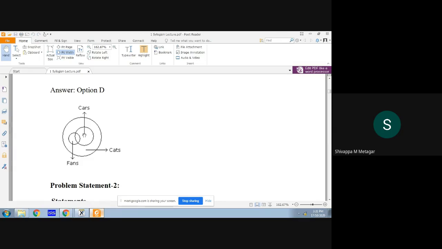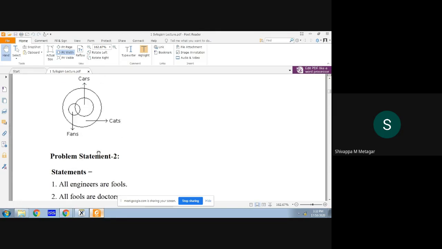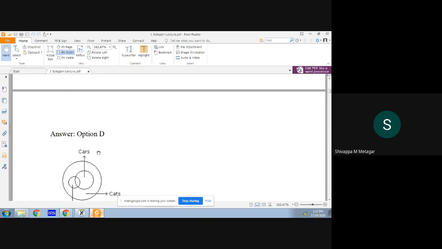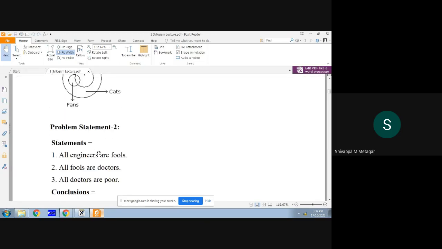Our question is this. Based on the statement, the conclusion is all cars are fans. This is the car part, this is the fan part. All cars are fans? No, it is not possible. If it is not inside, then it is not possible. The first one is a no. And the second one, all fans are cats. The cat is this one, the fan is this one. They have given all fans are cats. No, this is also not possible. So neither one nor two alone is sufficient to answer the given question.